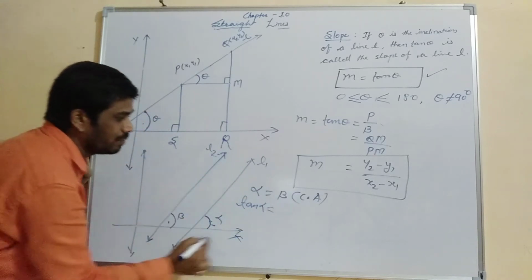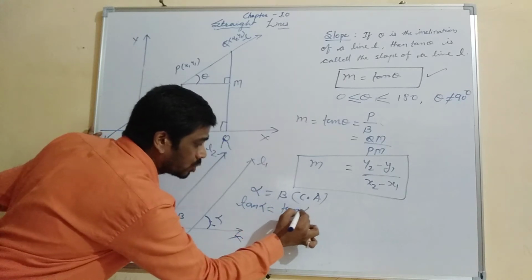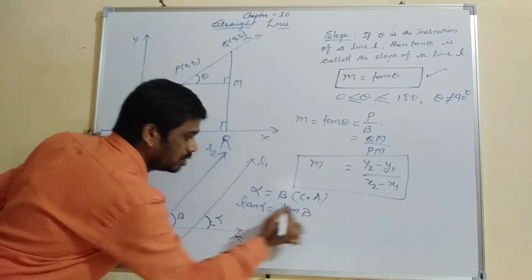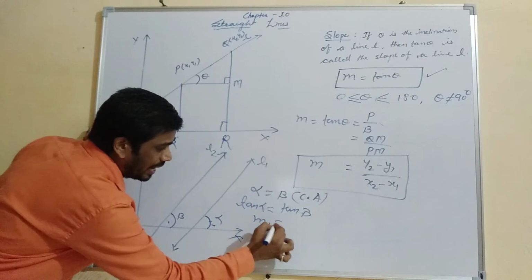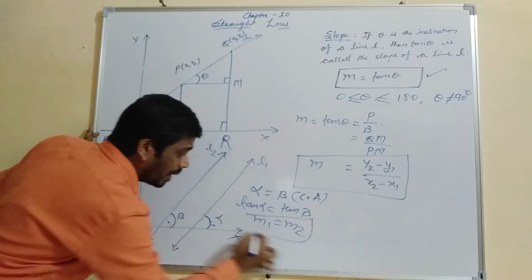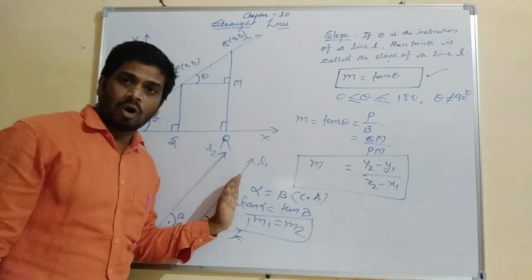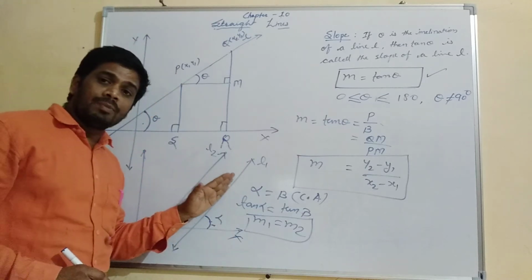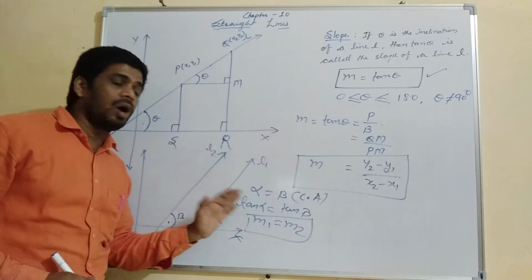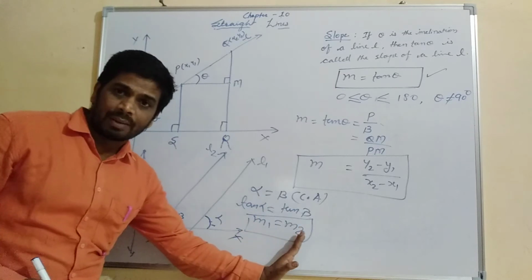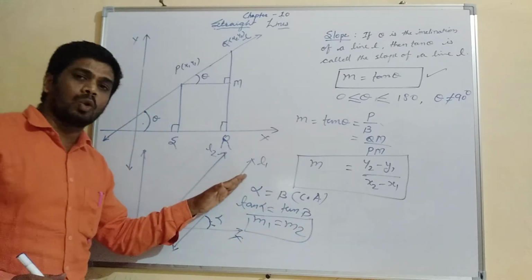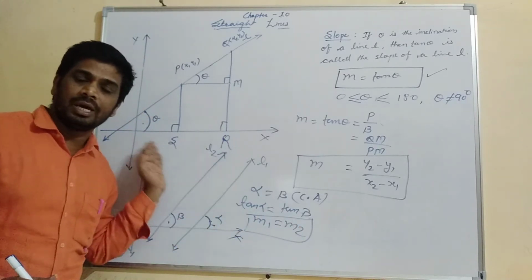And the slope of a line will be what? Tan beta, which means their slopes will also be equal, which means m1 will be equal to m2 when the two lines are parallel. Conversely, if the two lines are parallel, or if m1 is equal to m2, then we can say they both are parallel lines.